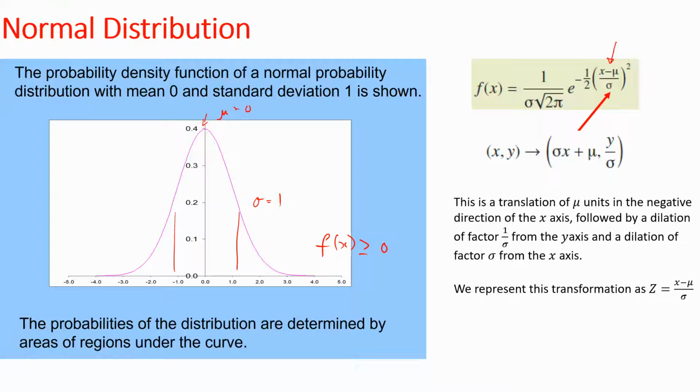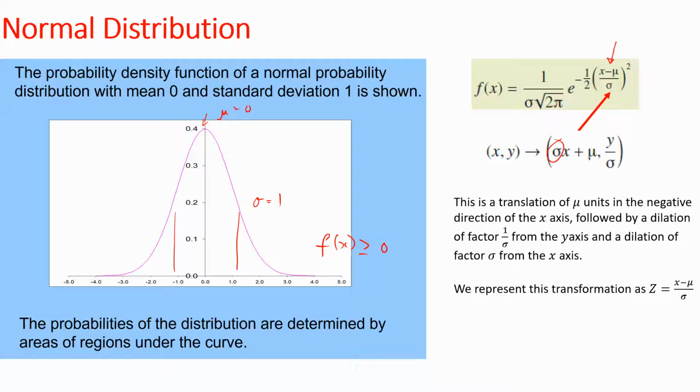The standard deviation in this case tells us the dilation. What does dilation do? It stretches the graph. It makes it thinner or wider. That's what we know. So they say it's a dilation factor of 1 on sigma, which is 1 over your standard deviation from the y-axis, because that's what this is. From the y-axis, so moving away from the y-axis by a factor of 1 on sigma. We know that from transformations. And then it's also a dilation of factor sigma from the x-axis.